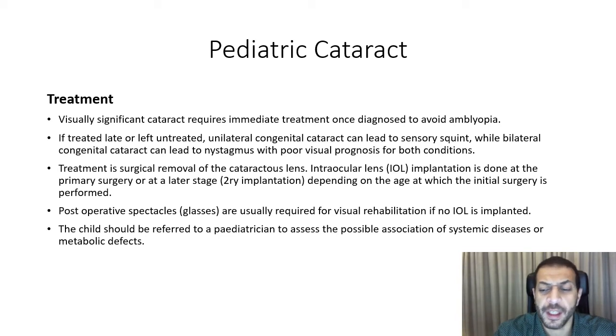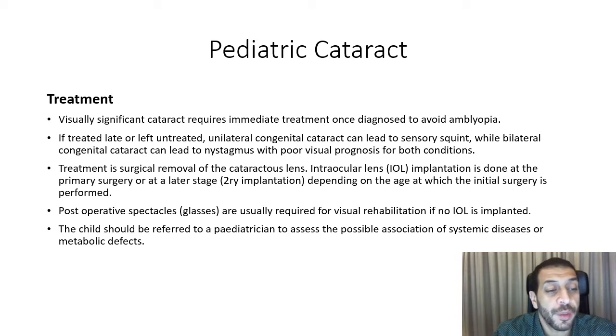But with pediatric cataract, if you wait for a long time, it can cause amblyopia and it will be more difficult to treat. The longer you leave the cataract without treatment, the more time it will take to treat the amblyopia that will happen after it. So if treated late or left untreated, unilateral cataract can lead to sensory squint, while bilateral cataract can lead to nystagmus, with poor visual prognosis for both conditions.